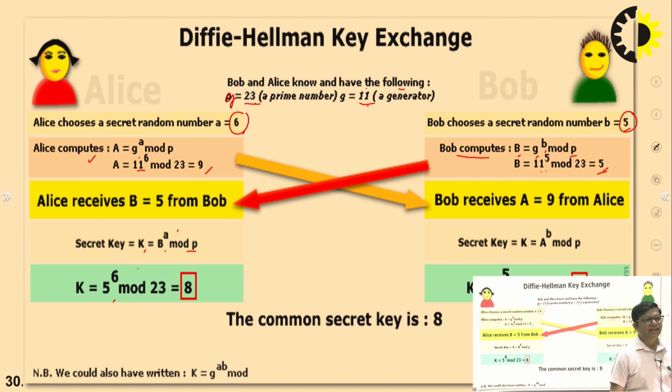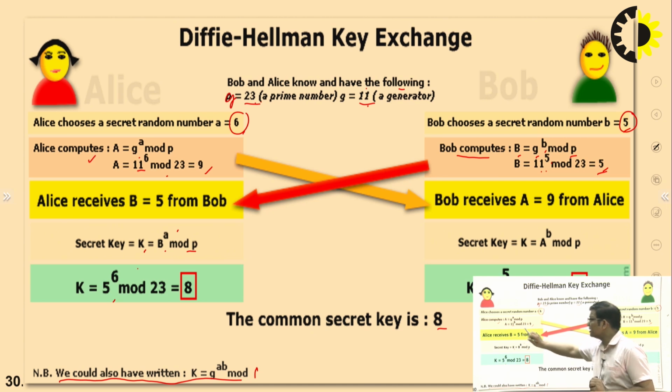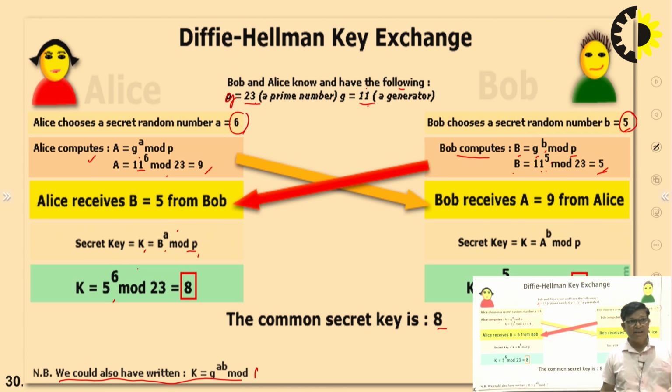Also, we can write this as K is equal to G to the power AB mod P. So this is another formula we can use for K. So the common secret key 8 is shared between these two parties. This is very important. This can be done if you know everything, but the formula is this, and then again the secret key. This is how the secret key can be exchanged.